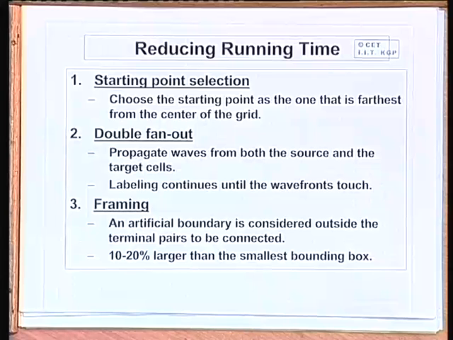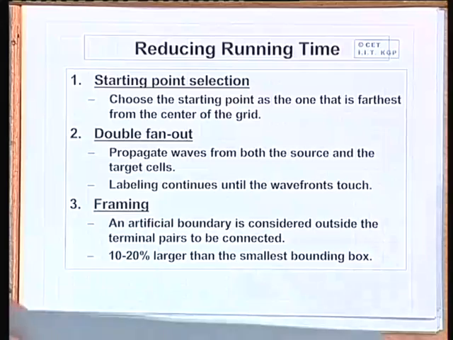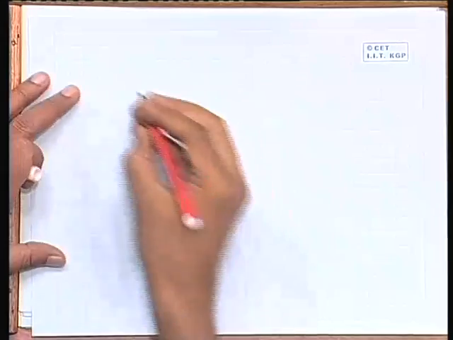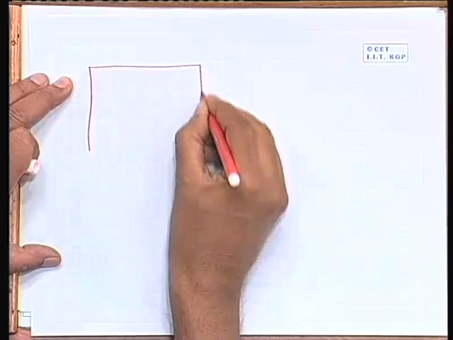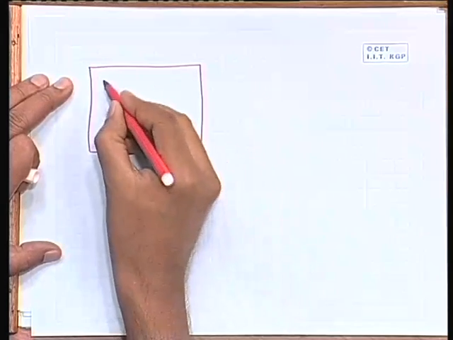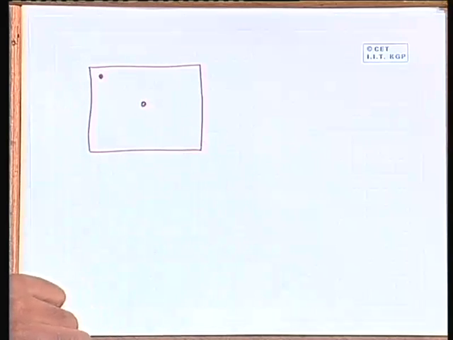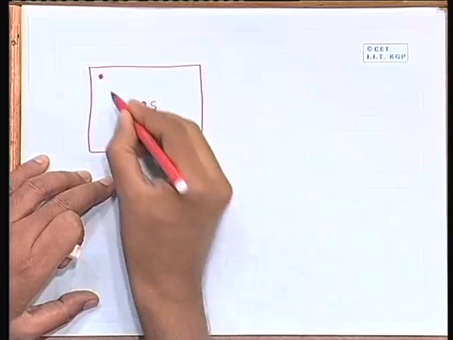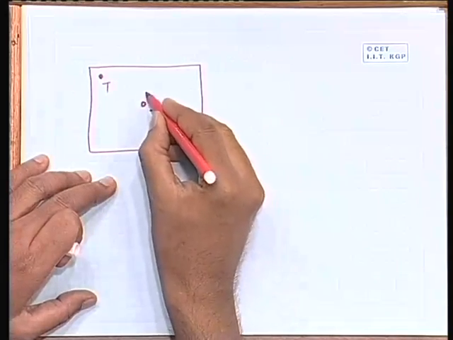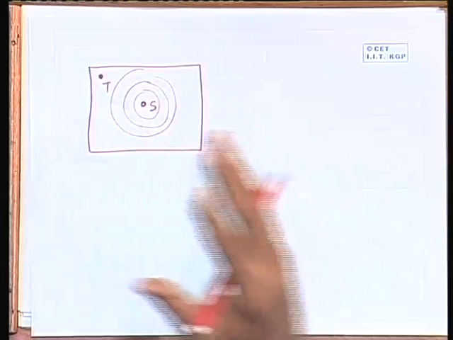So, there are several heuristics which have been proposed to reduce the running time. The first one says that you should choose the starting point suitably. One is the source and one is the target, but which one you select as source and which as target will influence the running time. How? Suppose you have the grid array like this. One of the points you want to connect is towards the corner and the other is towards the center. Now, if you select the center as the source and the corner as the target, then your wavefront will move in all possible directions starting from S.